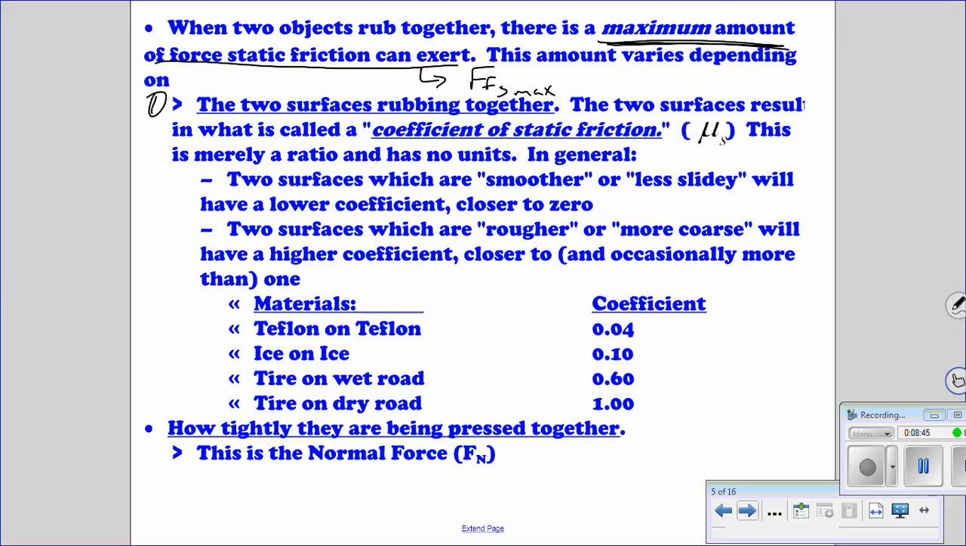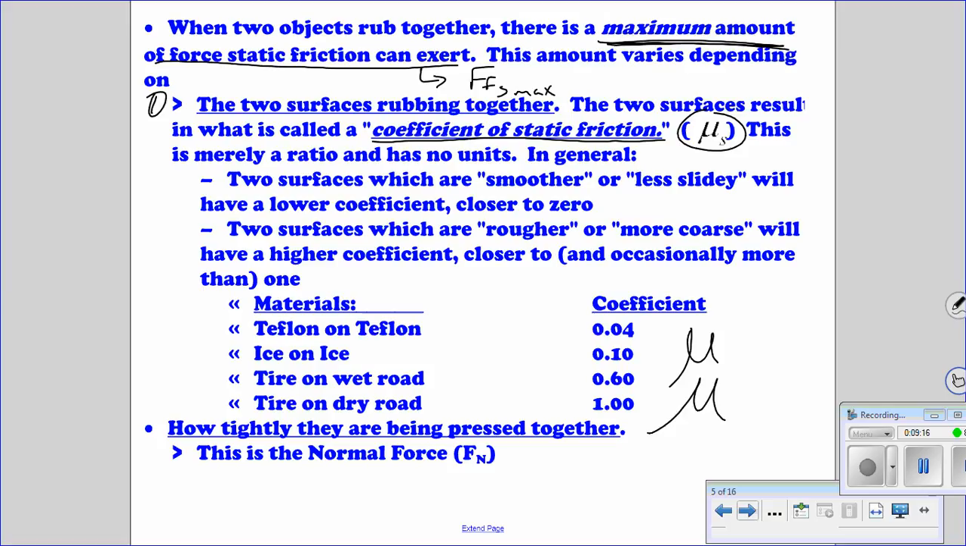How that roughness is measured is using what is called a coefficient of static friction. The symbol for the coefficient of static friction is the Greek letter mu. It looks like a lowercase letter u with a little tail on the front end. Usually when I draw it, I just do a swoop and then like that.